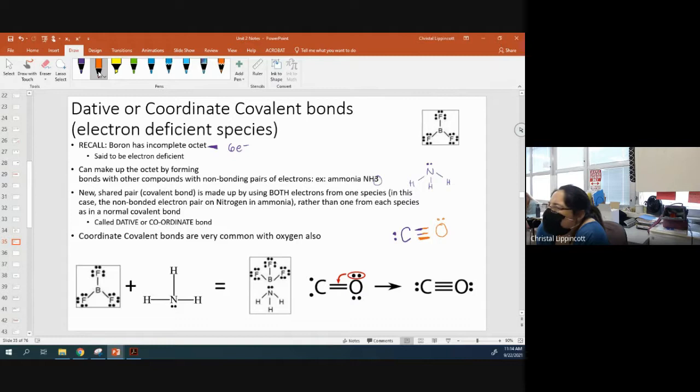So since these 2 electrons came from the oxygen and none from the carbon, this is called a coordinate covalent bond, or a CC bond. Now if I do my element count, 2, 4, 6, 8, oxygen's good, and carbon, 2, 4, 6, 8, it's good as well. Okay, makes sense? Everybody cool with that? All right.